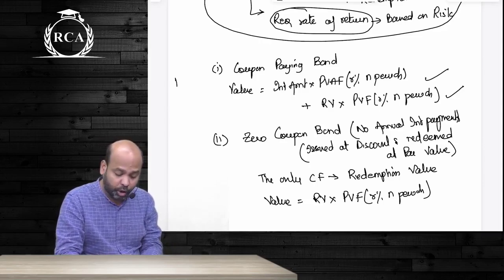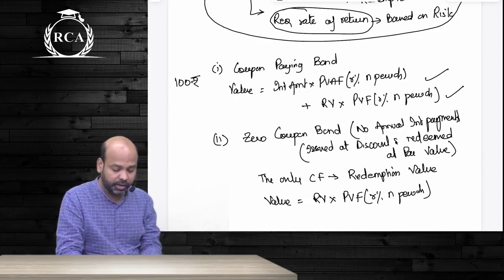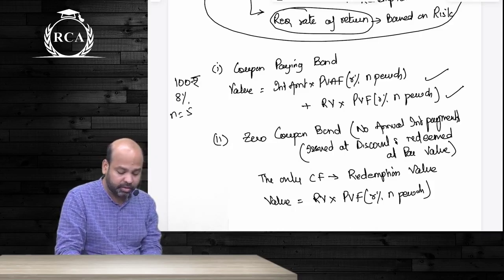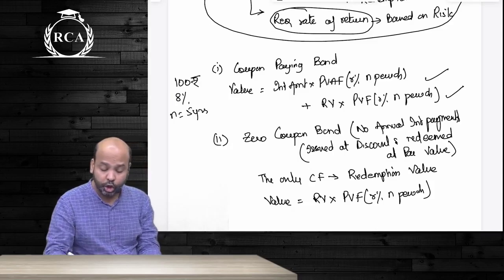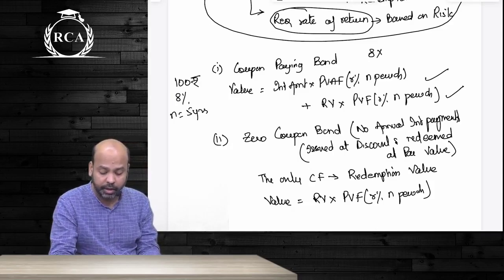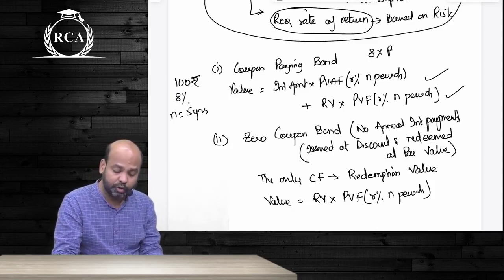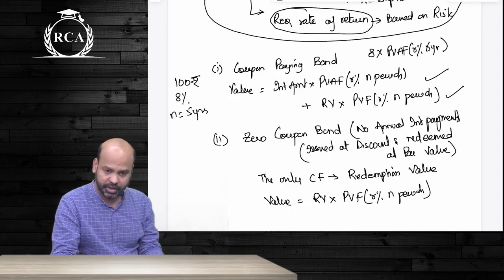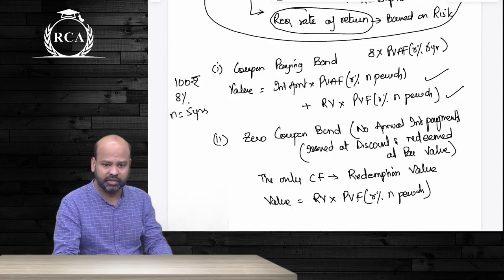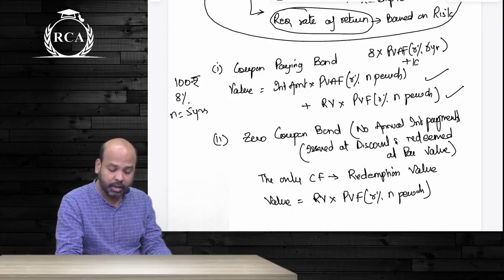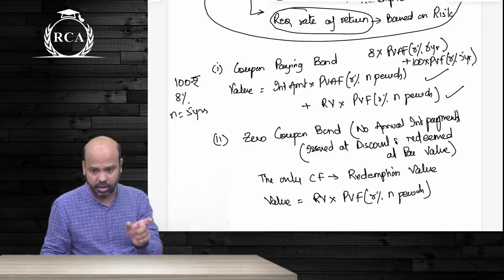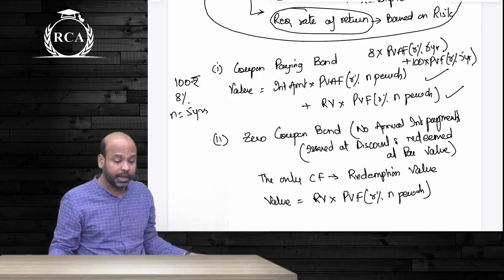So if there is a bond with a face value of 100 rupees, coupon rate of 8%, and maturity period of 5 years, your cash flow every year will be 8 rupees. That 8 rupees I will have to multiply by the present value annuity factor at R% for 5 years, plus, unless otherwise given, it is always redeemable at par value. So you will write 100 rupees multiplied by the present value factor at R% for the 5th year. This is the present value of a coupon paying bond.